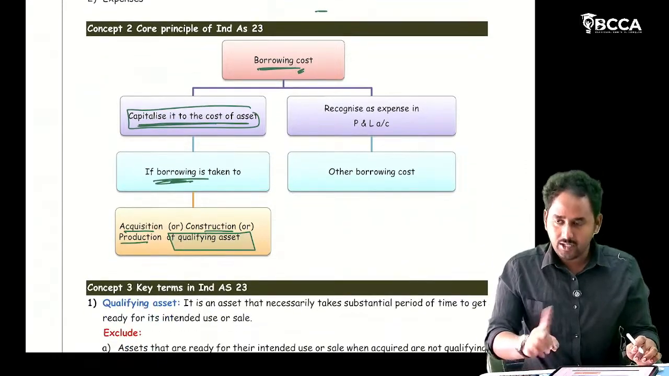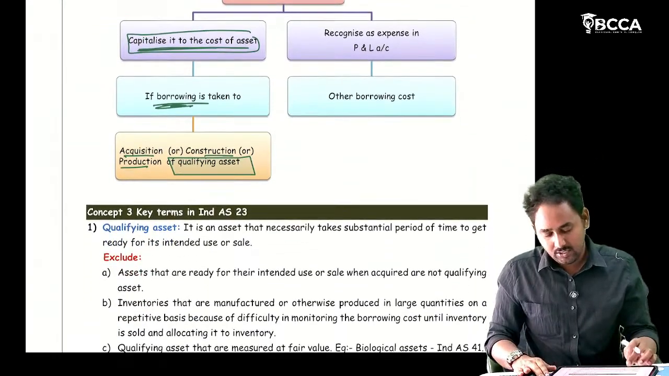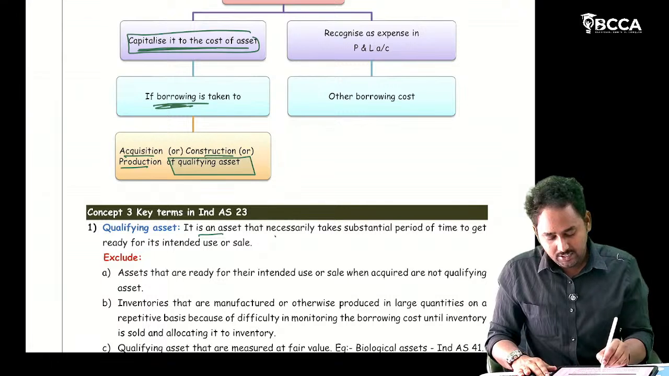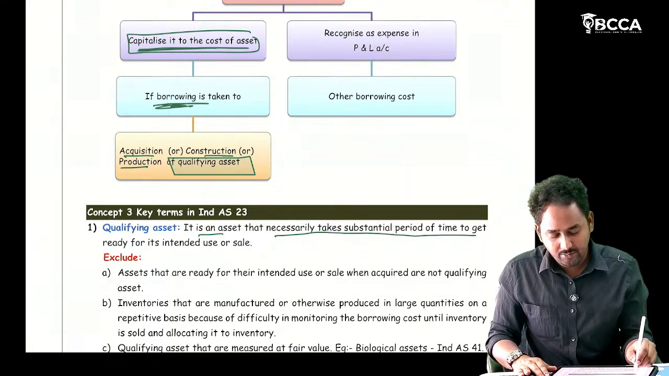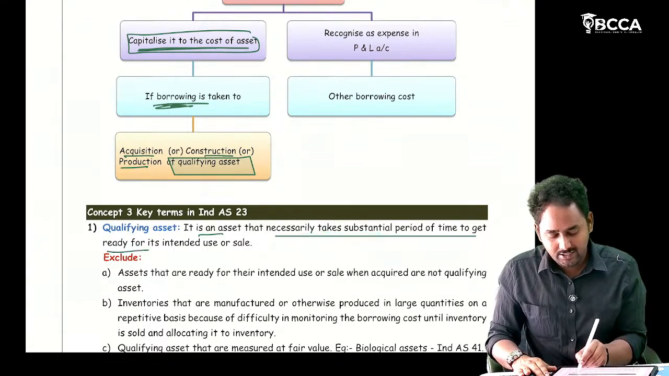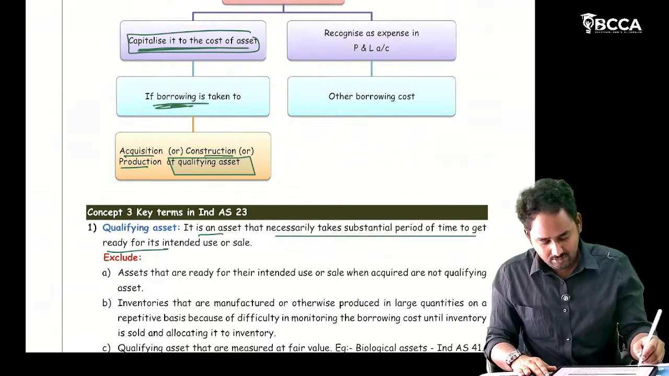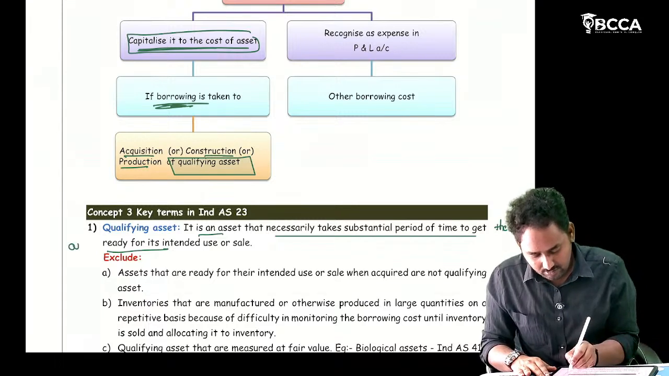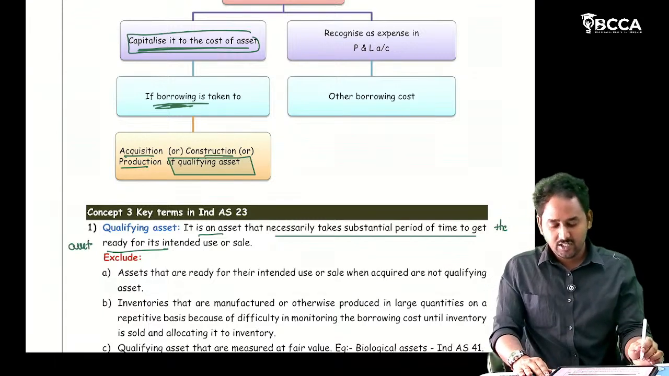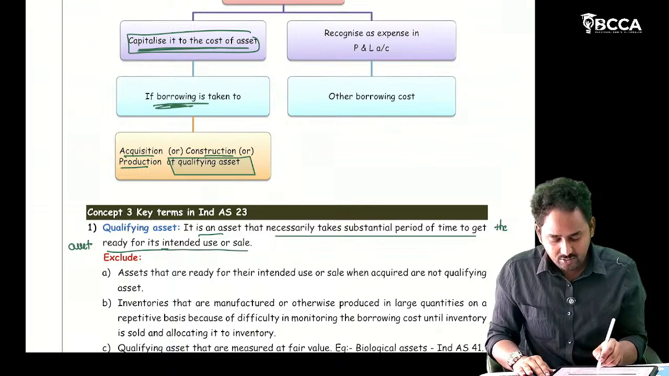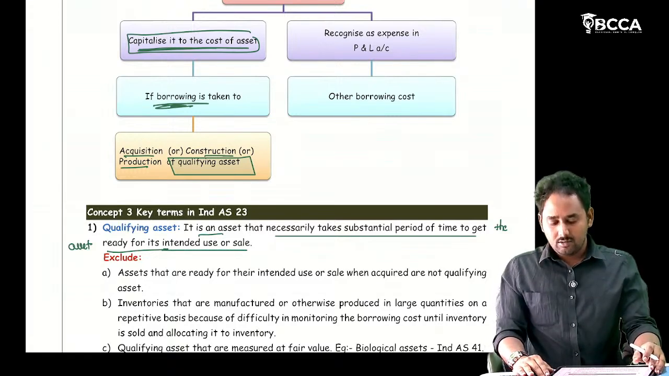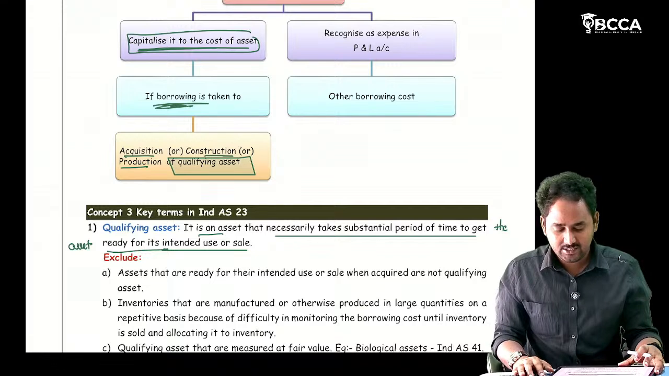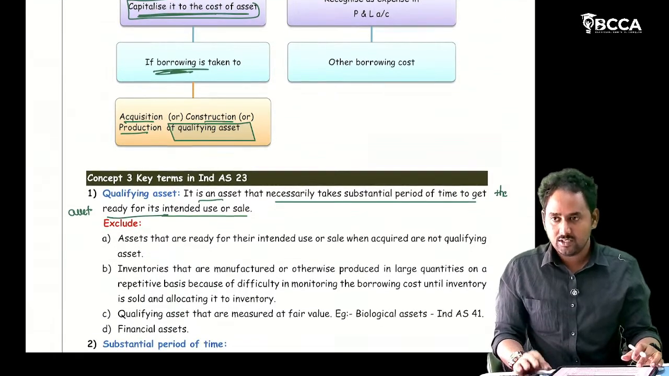So let's see what is the qualifying asset. It is an asset that necessarily takes substantial period of time to get the asset ready for its intended use or sale. For the qualifying asset, it is an asset that necessarily takes substantial period of time to get the asset ready for its intended use or sale. That is the qualifying asset definition.